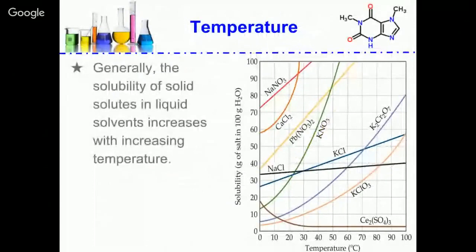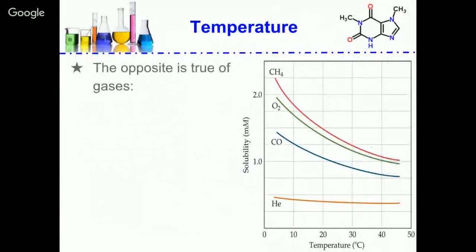So let's talk about temperature. Generally, the solubility of solid solutes in liquid solvents increases with increasing temperature. So if you look at this picture on the right, the higher the temperature, the more grams of solute you can get in 100 grams of water.